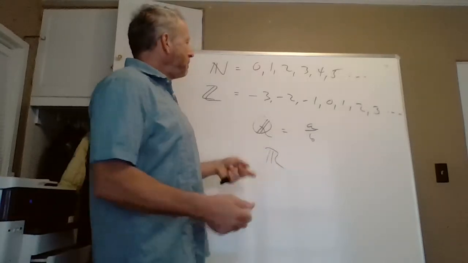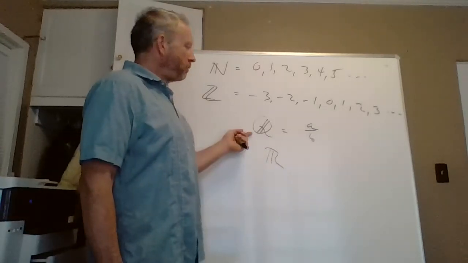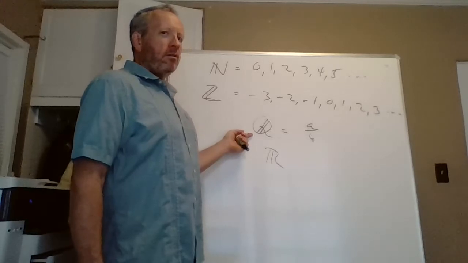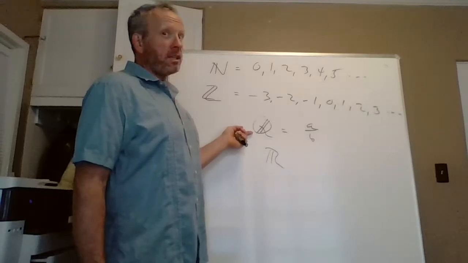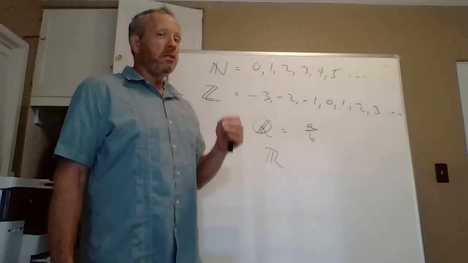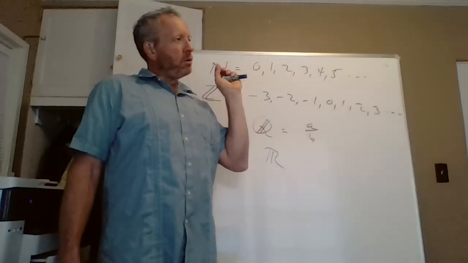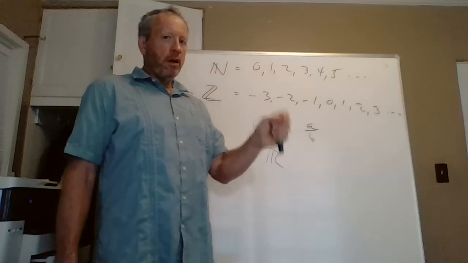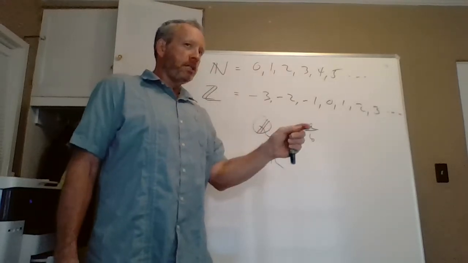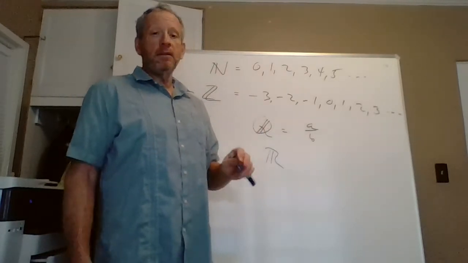But I'll always, if I wrote this down, I would say real numbers. If I wrote this down, I would say rational numbers or fractions. So rational numbers and fractions mean exactly the same thing. If you see the word fraction, you can substitute rational number. If you see rational number, you can substitute fraction. They mean exactly the same thing.